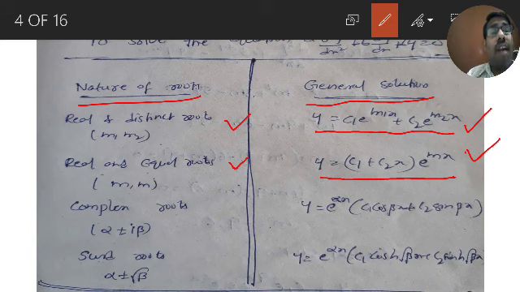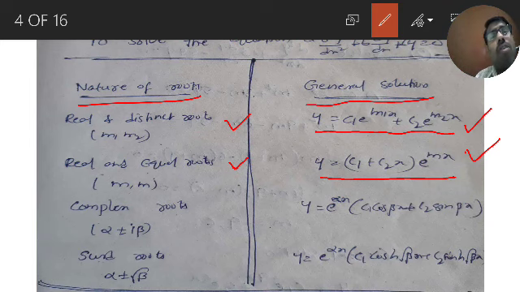If the two roots are real and different, y is equal to c1 into e power of m1x plus c2 into e power of m2x. But when they are equal, then y is equal to c1 plus c2x into e power of mx.